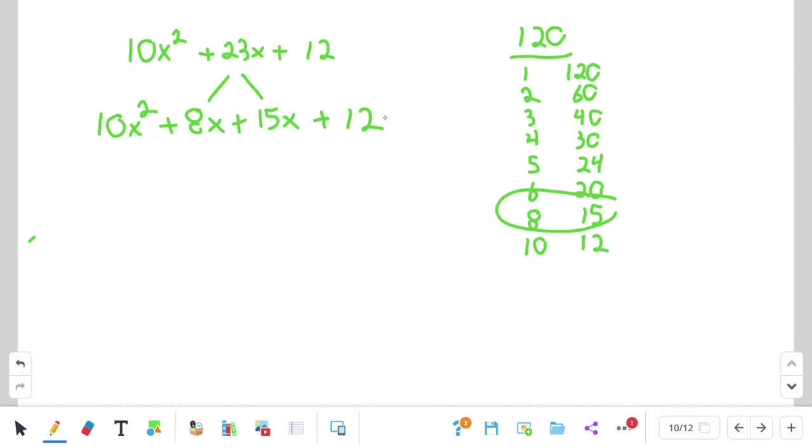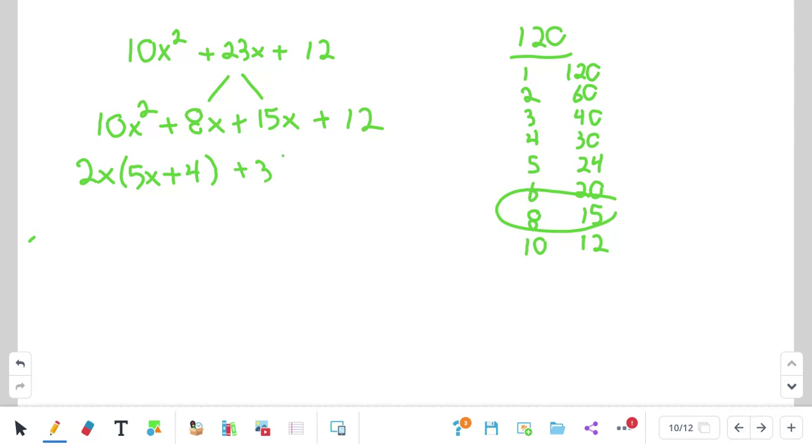Okay. Again, ignore this pair and look at this pair. The biggest thing I could divide out of 10x squared and 8x is 2 and x. Okay. I can divide out a 2 and I can divide out an x. What's left over? Well, 2x times 5x would get me 10x squared. And 2x times positive 4 would get me 8x. Okay? So now, ignore this pair.